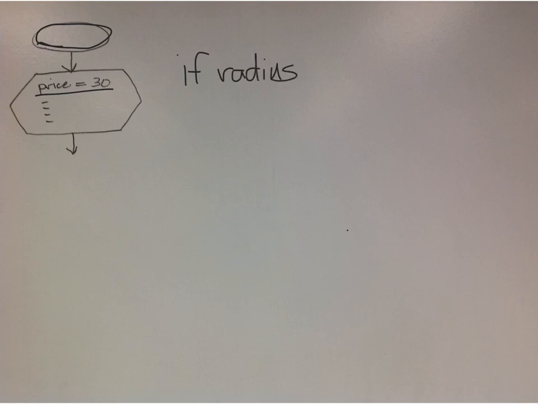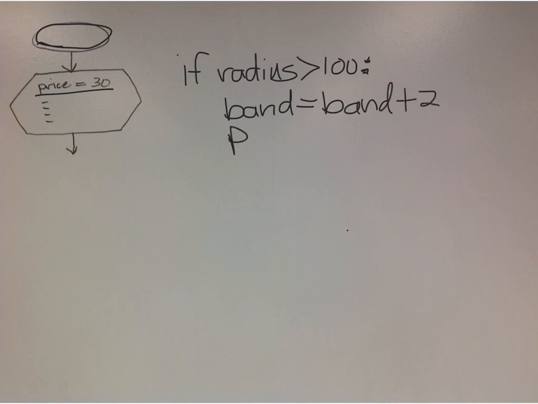radius is greater than 100, colon, and you can move in about 4 places, and you can do band equals band plus 2. And then in our example, we did a print statement just to show that it went through this route in the if-then command. And I think we just did something like quotes over 100.